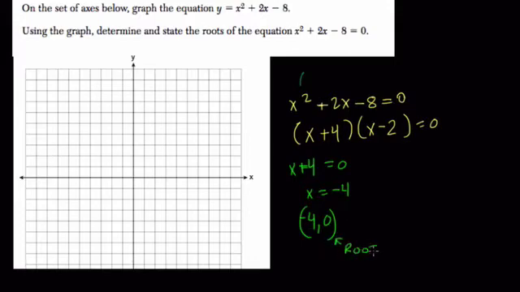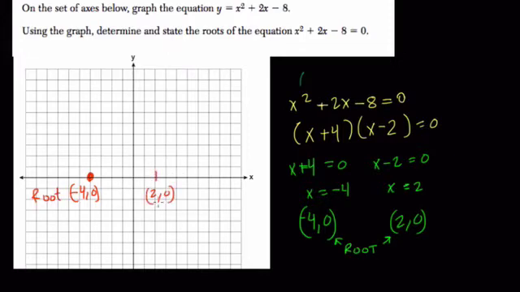This is a root. And over here we have x minus 2 equals 0. We add 2 to both sides, and x equals 2. That means one of our other roots is 2 and 0. Those are our roots. So we plot these, we get -1, 2, 3, and 4. This is one of our roots, -4, 0. That's a root. And the other root is 2, 0.